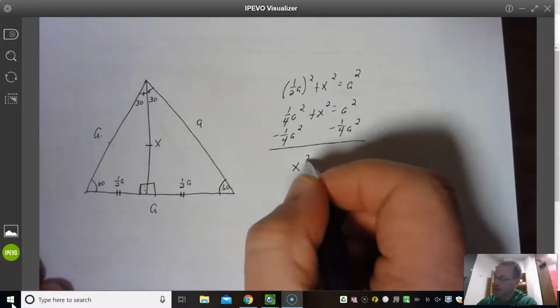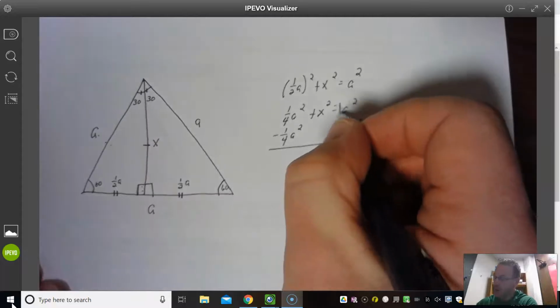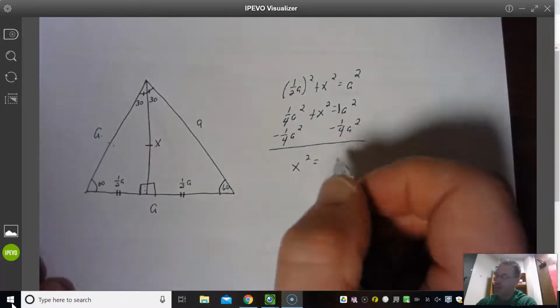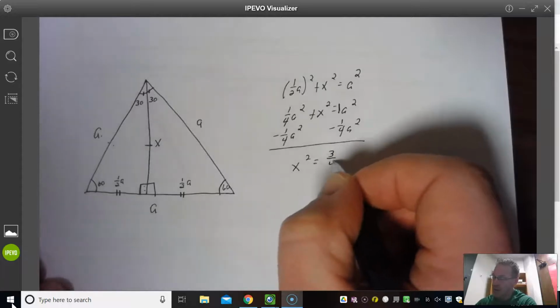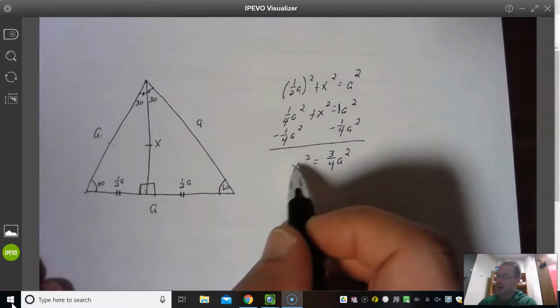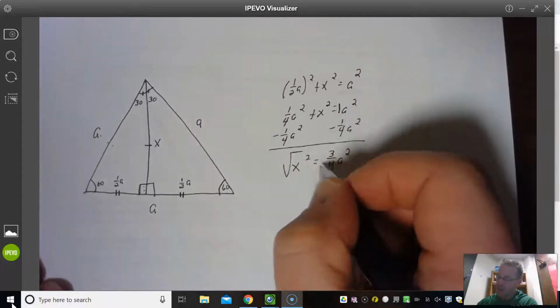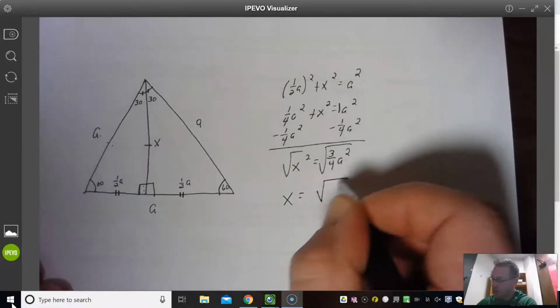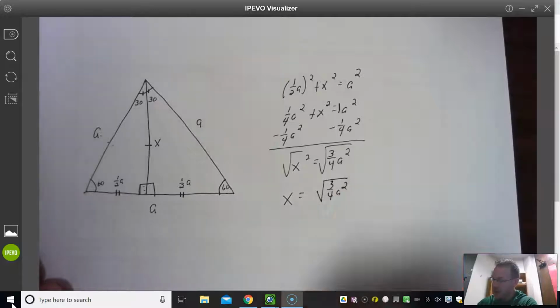And that would give me x squared equals, now remember this is 1, so this is 1A squared. So 1 minus 1/4 would be 3/4 A squared. Now when I take the square root of both sides to solve for this, I get x equals the square root of 3/4 A squared.